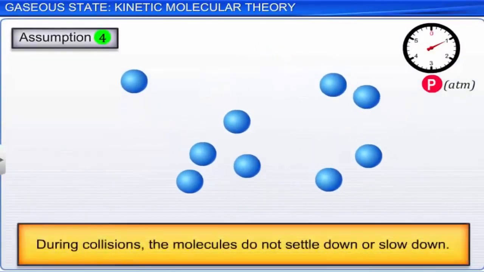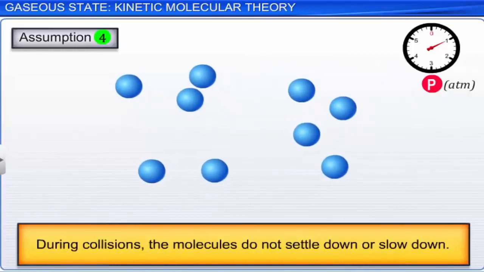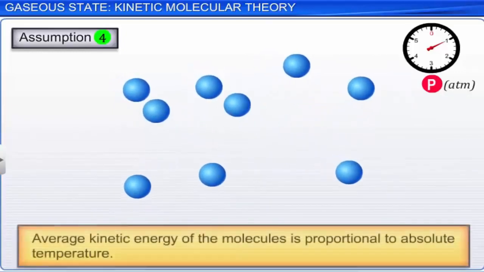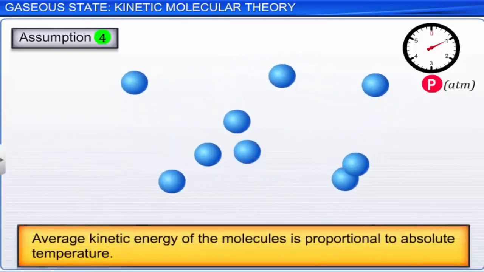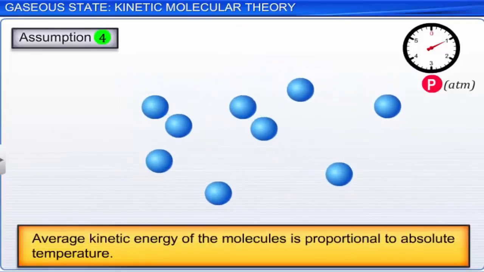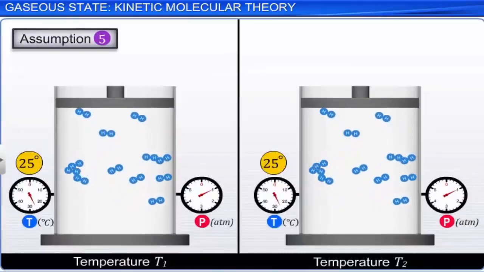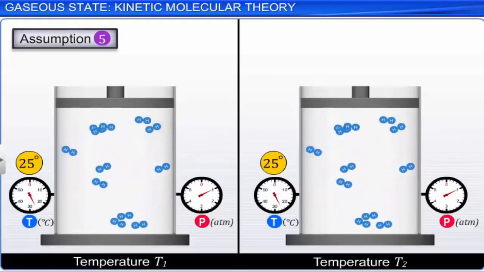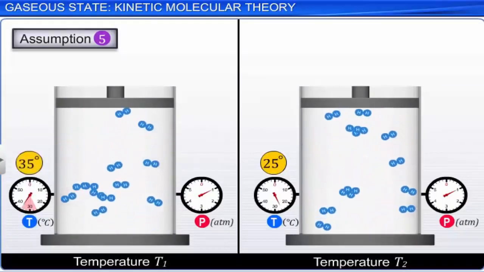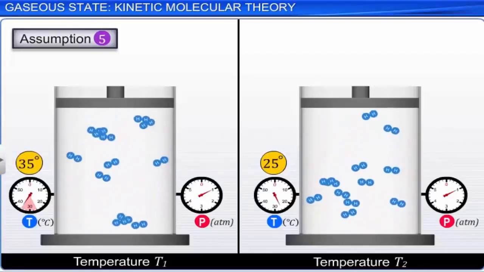The average kinetic energy of the molecules is proportional to absolute temperature. Assumption 5 is the result of the fact that when the temperature of a gas is raised, the molecules start moving faster. Thus, their individual kinetic energies increase, and hence the average kinetic energy increases.